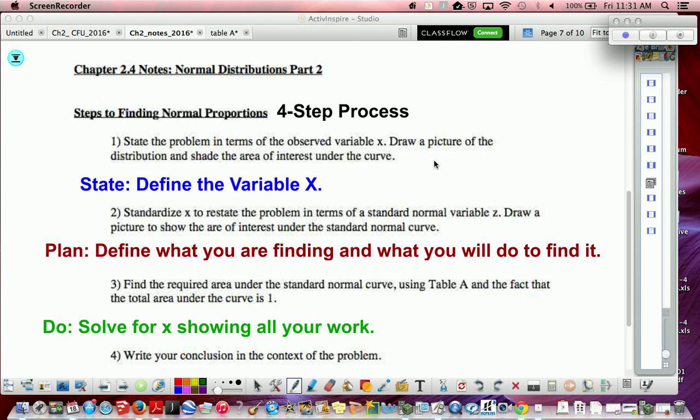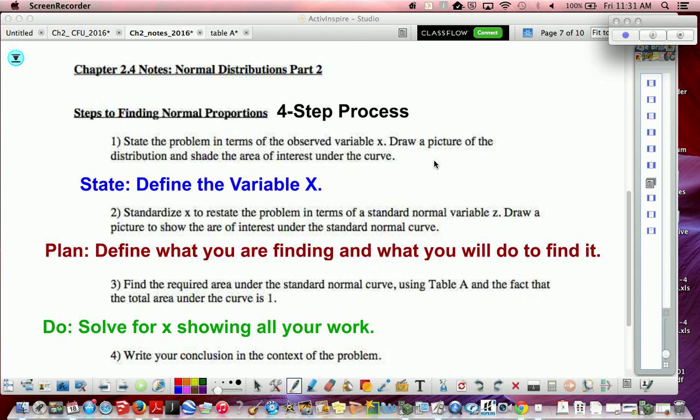If you've seen problems, like even in chapter 1, I think I might have assigned 1 or 2 problems where it says do the 4-step process. I'm going to show you how you do this with most of these problems here today. So in your notes where it says steps for finding normal proportions, I've summarized what I do in these steps, and then I'll demonstrate them for you.